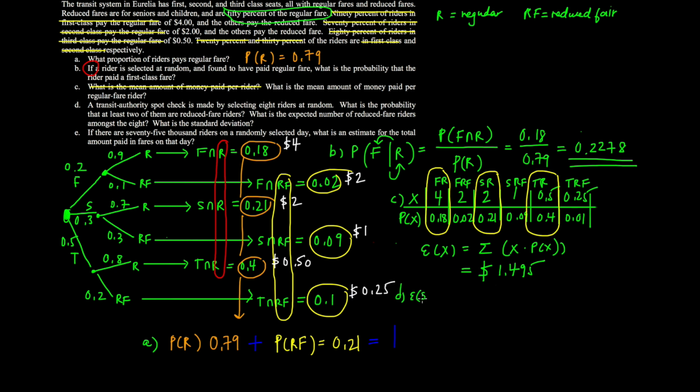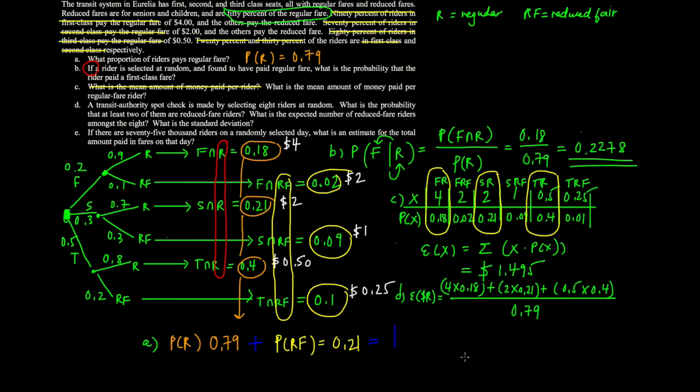I want the expected dollar amount per regular fare rider, and this is going to equal 4 times 0.18 plus 2 times 0.21 plus 0.5 times 0.4. But what am I missing? And this is crucial. A lot of you will forget this in a problem like this. You have to divide by 0.79.